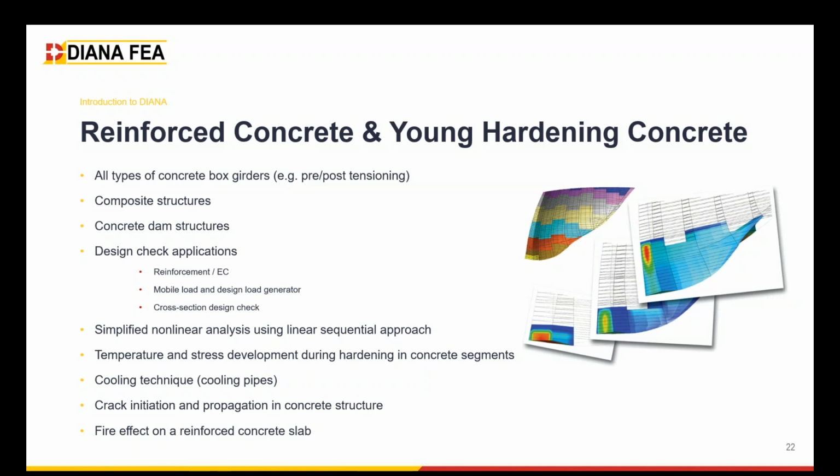If temperature is important, we have a temperature and stress coupling. So that lets you analyze how the concrete goes through aging. We have cooling pipes, which is also another powerful feature that we offer in both 2D and 3D in order to control the iteration process. Crack initiation and propagation in concrete is one of the powerful features in Diana. And also fire effects, so how the fire could affect the durability of your structure, for instance.